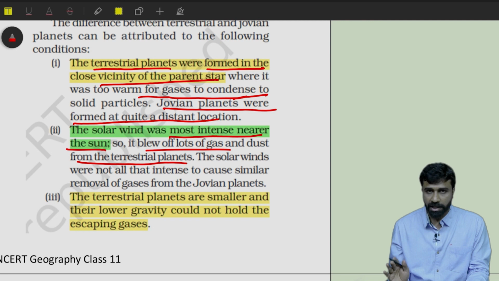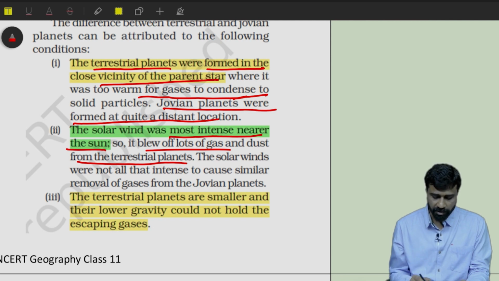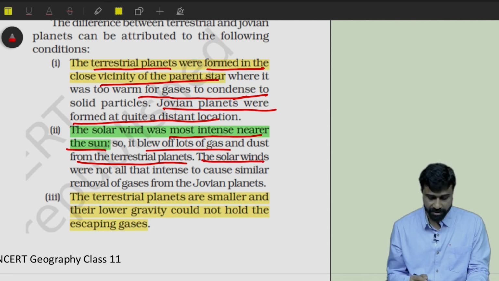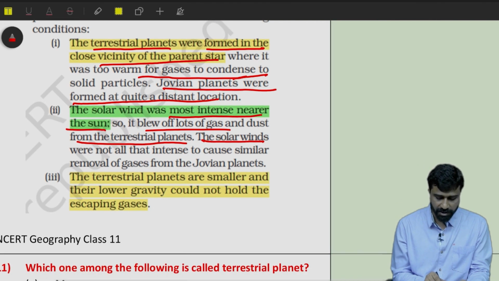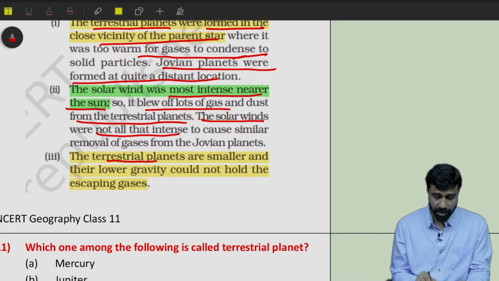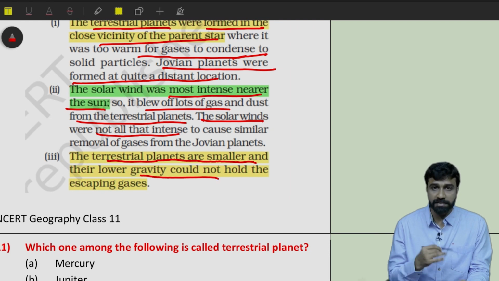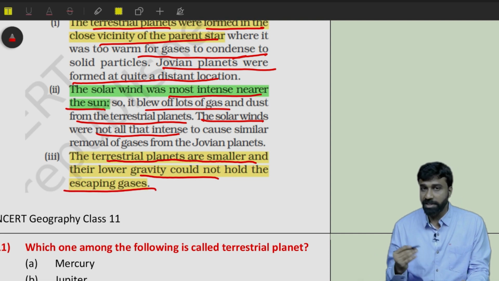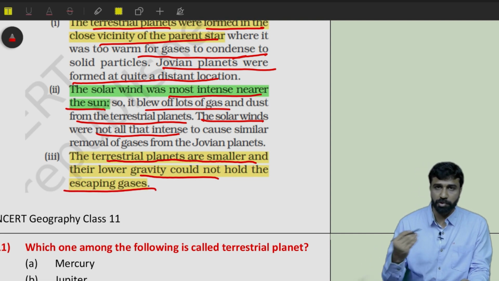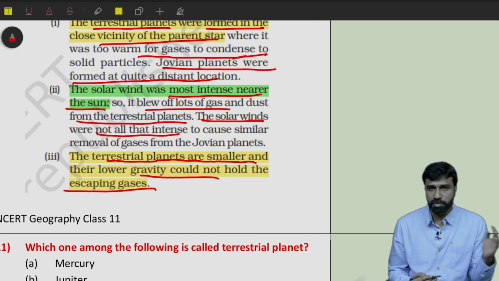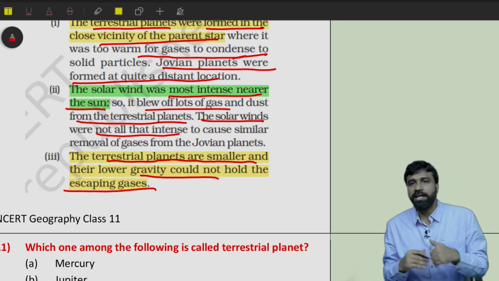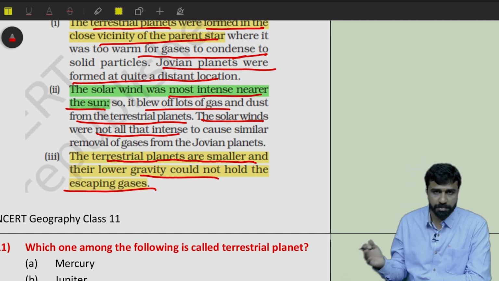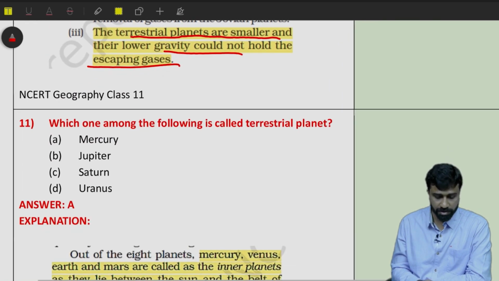Therefore, they may not be in gaseous state, and around the atmosphere they will always be in terrestrial state, meaning rock like material, which is higher than that of the Jovian planets. Okay, next, the third statement is terrestrial planets are smaller and their lower gravity makes it very difficult for them to retain the escaping gases, but the Jovian planets having the highest gravity, it is very easy for them to hold the gaseous material, and the solar flares are less intense to take away all this gaseous material with respect to Jovian planets. This third statement is also correct, right?